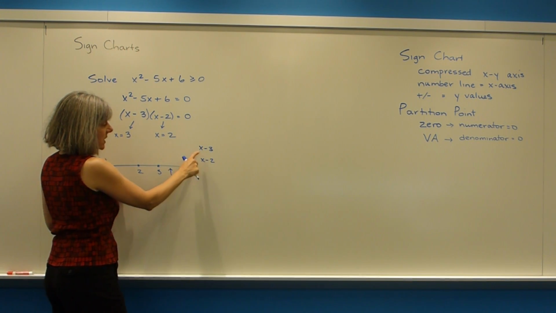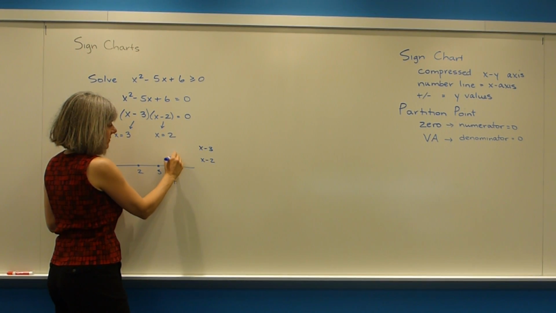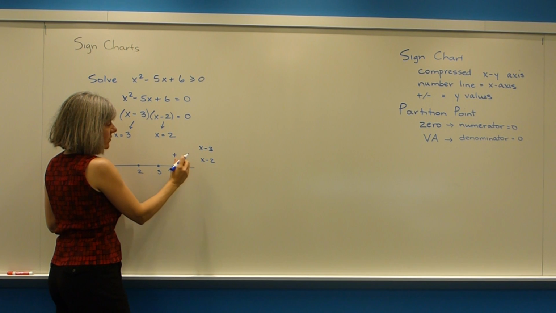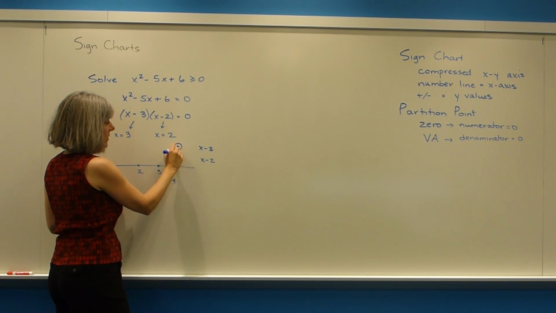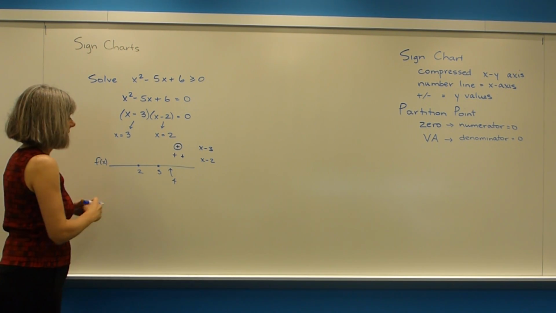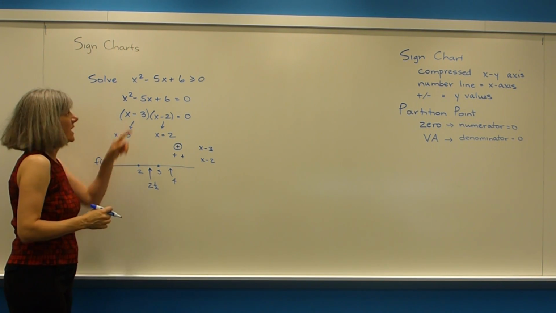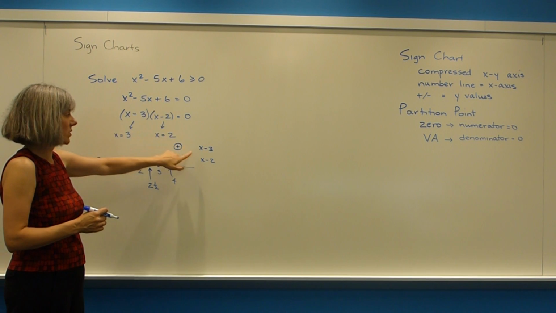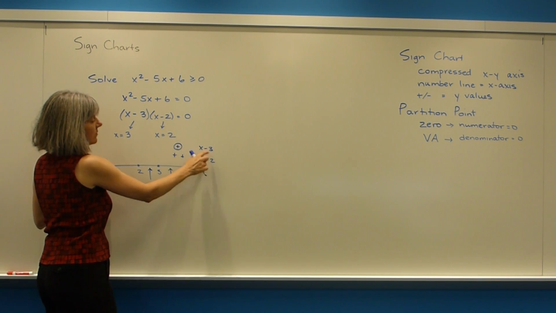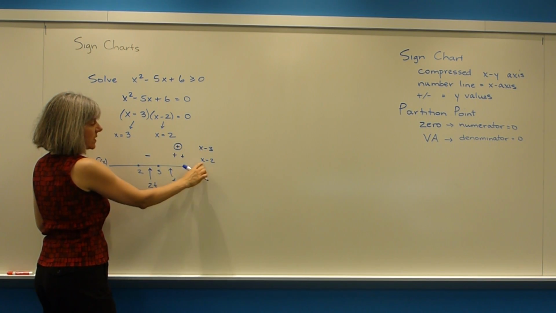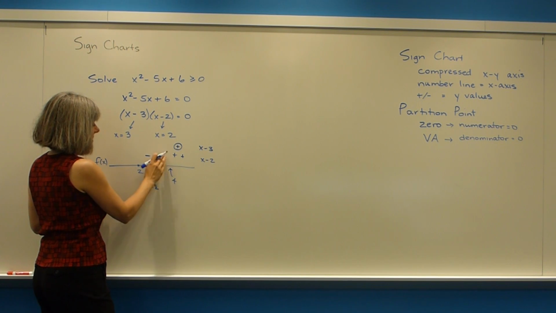So plug in 4. 4 minus 3, positive. 4 minus 2, positive. Positive times positive, positive. This one we're stuck. I think 2.5 is the best we can do. 2.5 would be a mess to put in here, but over here it's pretty easy. 2.5 minus 3, that's negative. 2.5 minus 2, that's positive.